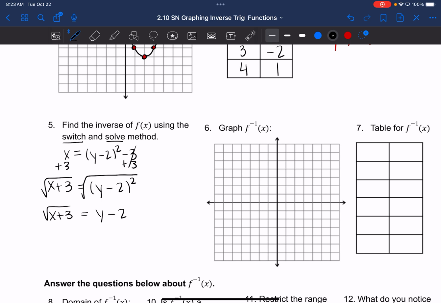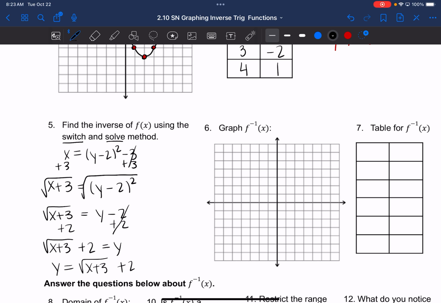Now what should we do? Add 2. All right. Now over here, remember whenever I add 2, it's not underneath a square root, right? So it'd be the square root of x plus 3, plus 2 equals y. Or if you flip everything around, you'd have y equals the square root of x plus 3, plus 2, right?